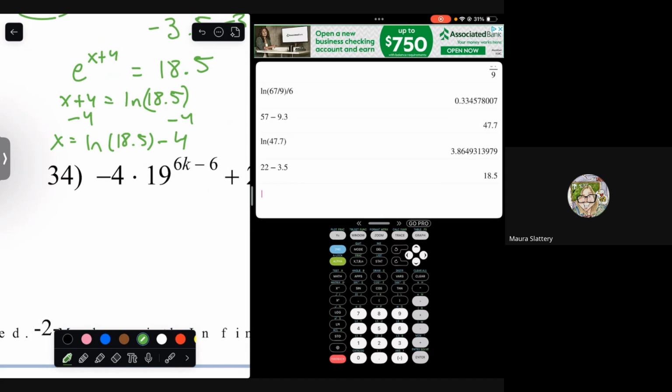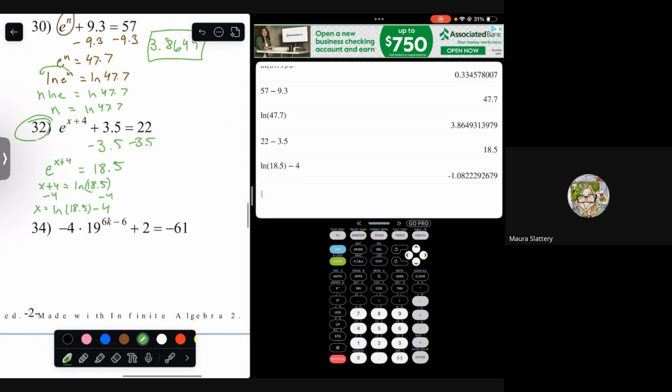All right. So now we go to our calculator. We're going to do ln of 18.5, close parentheses, minus 4. And I get negative 1.822. Did I do that wrong or something? Oh, thank you. Sorry, point 1 and point 0. Yep. So we get x equals negative 1.0822. 1, 2, 3, 4. Yep. All right. Are we feeling okay with this?